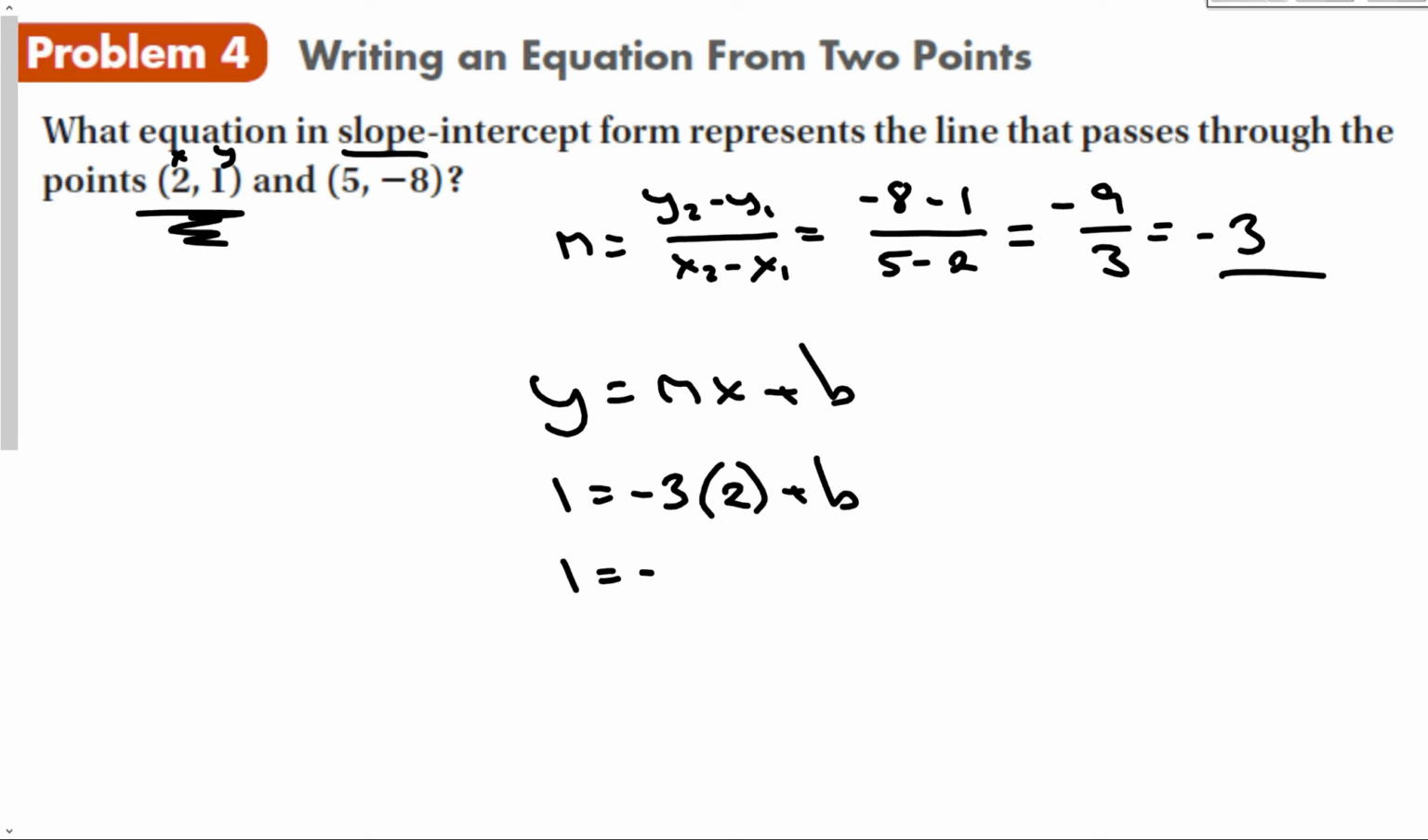So 1 is equal to -6 plus b. Add 6 to both sides. And we get that b is 7. So now I can make my equation y is equal to the slope, -3, x plus 7. Ugly negative there.